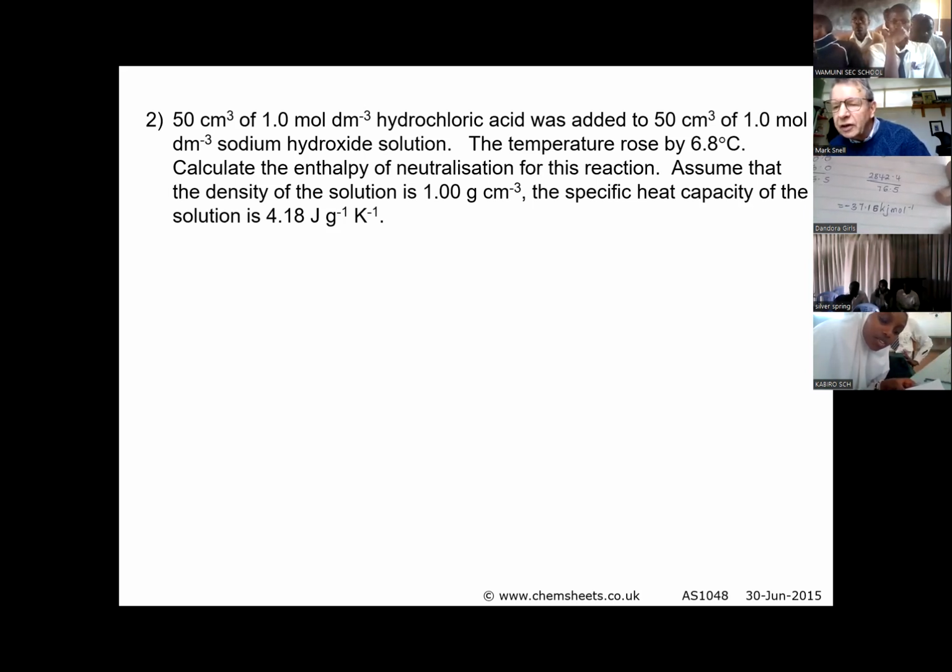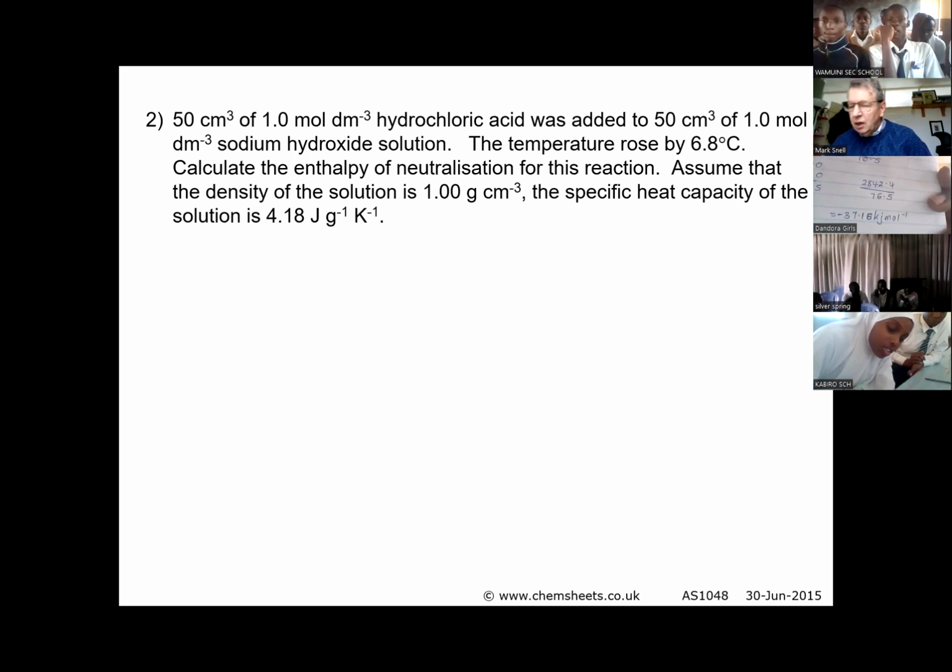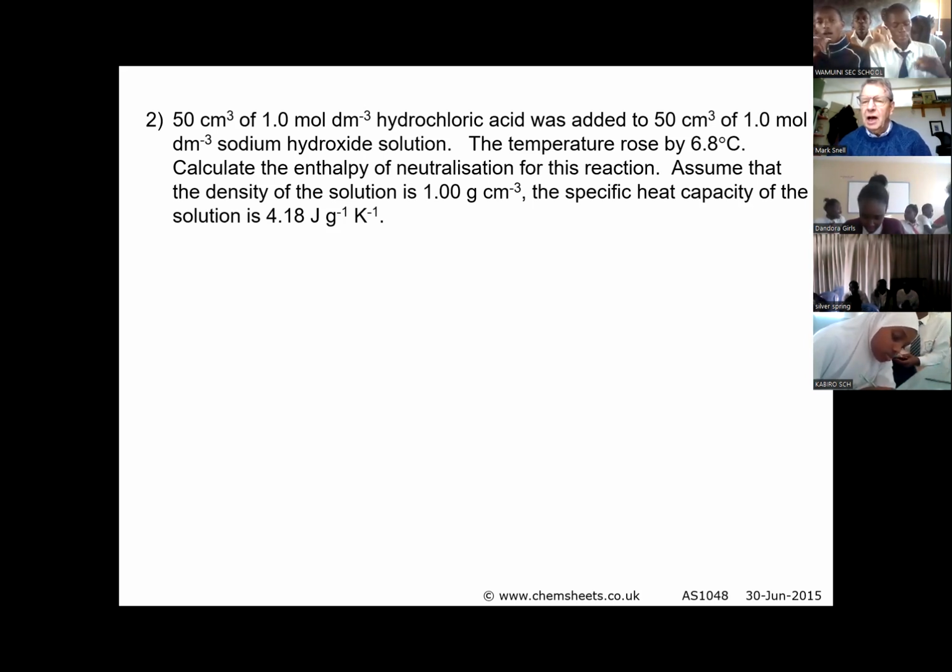Not quite. No, the moles is not 76.5. We don't need the 76.5. What we need is the number of moles, and that will be 50 over 1,000 times 1. I will show everybody that in just a minute.